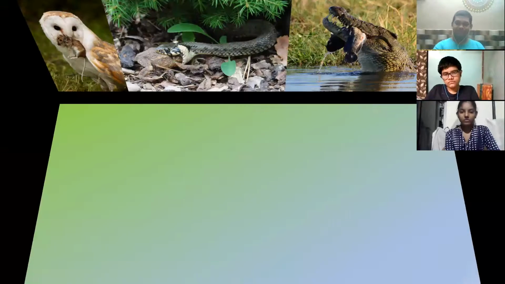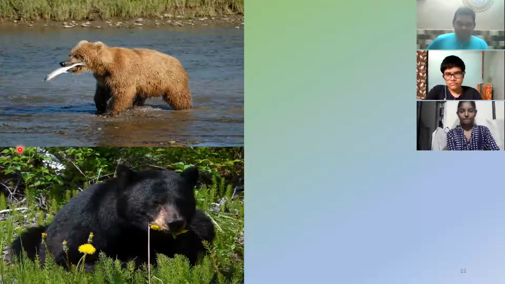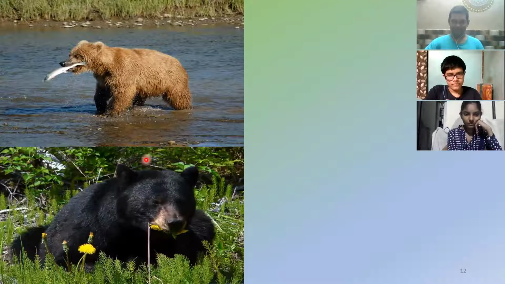Next, tell me what you see here. Which animal is this? Bear. It's a bear. Correct. So in the first picture above, what is the bear doing? What is it eating? Fish. In the second picture, what is it eating? Grass.